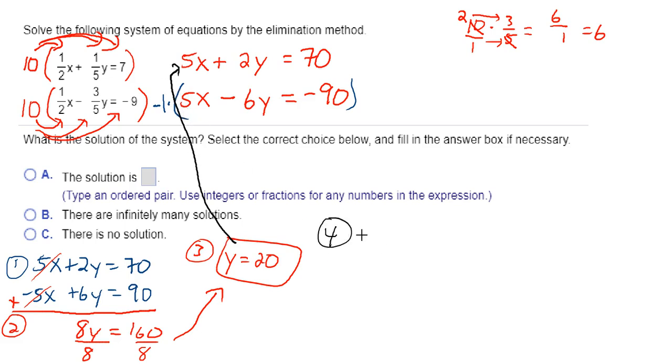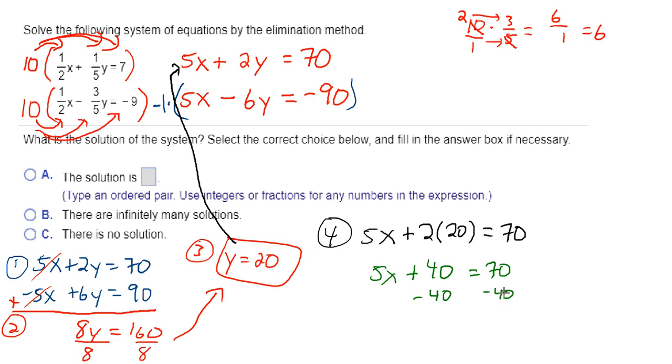So this will be step 4. We'll have 5x plus 2 times y, which is 20, equals 70. And now I can solve this for x. All right, and so we will get 2 times 20 is 40. And then we'll subtract 40 from both sides. We get 5x is equal to 30. And then we divide by 5 on both sides, and we get x is equal to 6. And that will be our solution to our system of equations.